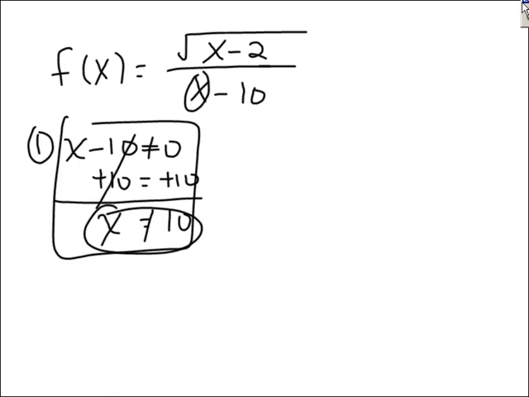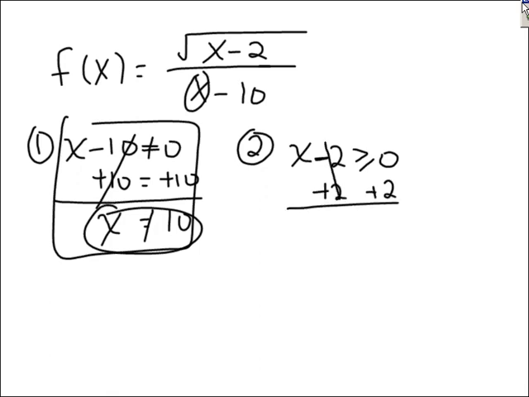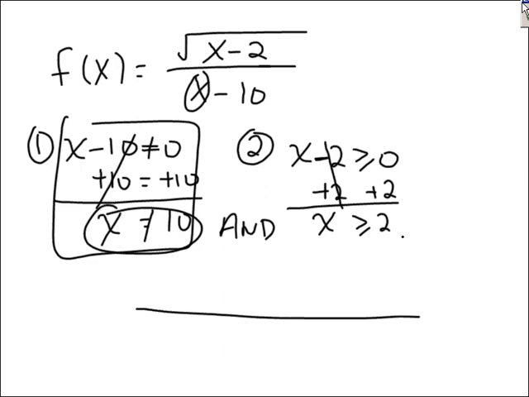Alright. Now, step 2 is what's underneath the square root sign? X minus 2. It has to be greater than or equal to 0. Plus 2 on both sides. This cancels out. X must be greater than or equal to 2. Okay, x can't be 10. And at the same time, it must be 2 or more. Let's graph the 2 or more. Like I said, I like to put 0. Here's 2. You can equal 2, and you can be more. But you know what? You can't be 10.